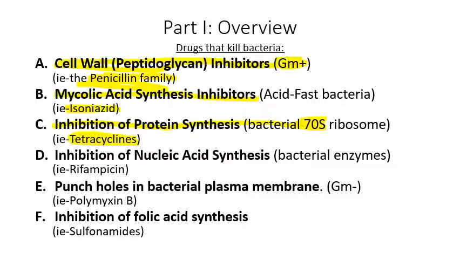How about the antibiotics that inhibit nucleic acid synthesis by inhibiting bacterial DNA replication enzymes? Example, rifampicin is an example from the family that does that. There are some antibiotics that specifically punch holes in the bacterial plasma membrane, especially the outer plasma membrane, which means that they're very good at targeting gram-negative bacteria. So one example of an antibiotic that will do that is called polymyxin B, right? Now the problem with polymyxin B is that it's very toxic.